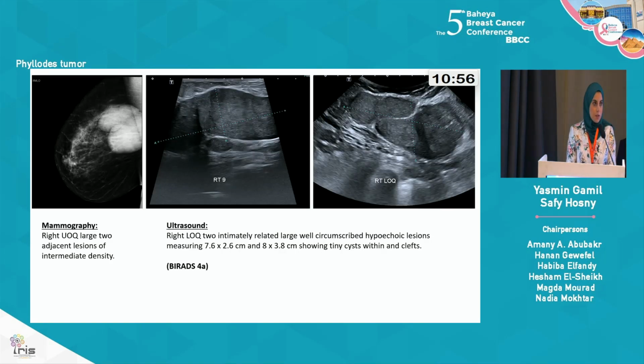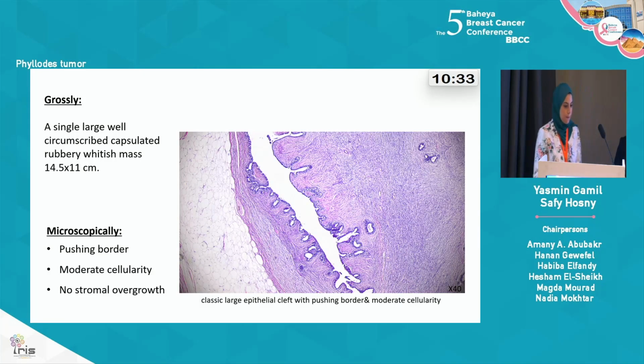On mammography, as shown, they were both intimately related, adjacent to each other, and of intermediate density. On ultrasound, they were large, well-circumscribed hypoechoic lesions showing tiny cysts within and clefts, and they were categorized as BI-RADS 4A. Grossly, the mass was single, large, circumscribed, capsulated, measuring 14.5 by 11 centimeters.